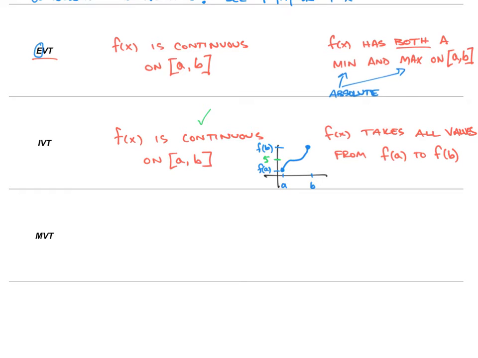By the way, this is called an existence theorem. It tells us that it does take all of the values from f of a to f of b, but it doesn't tell us where a specific value exists on that interval.